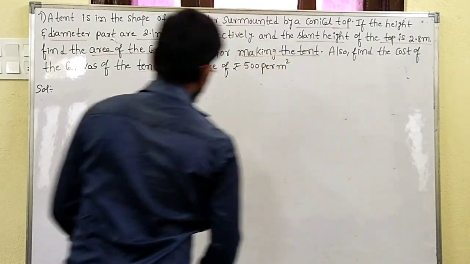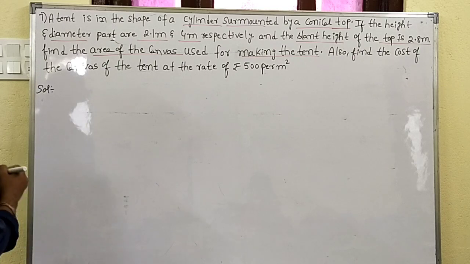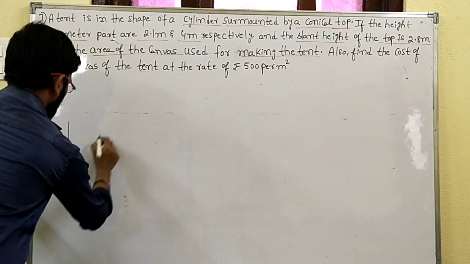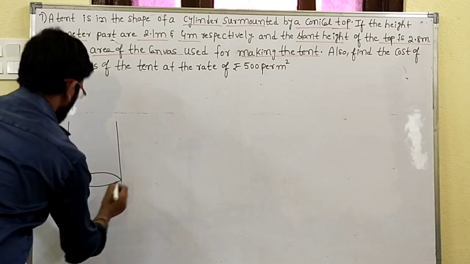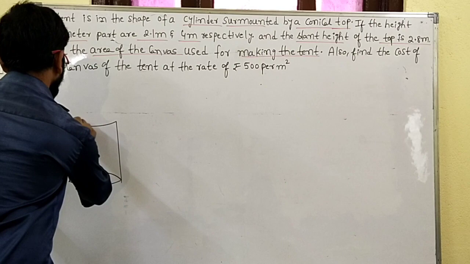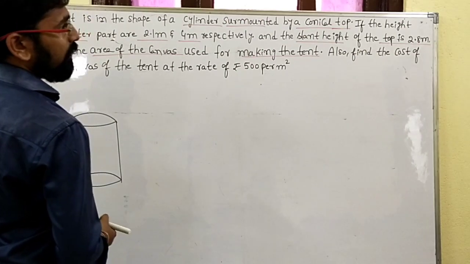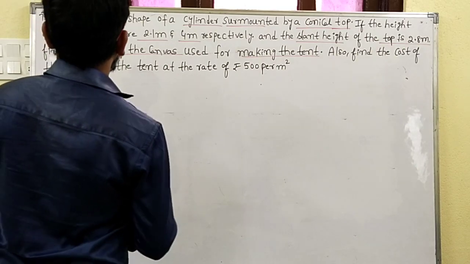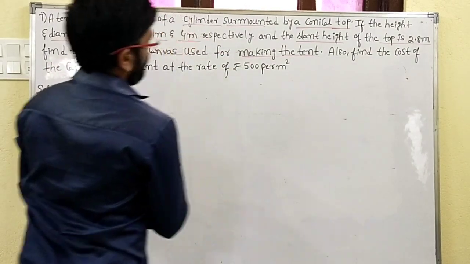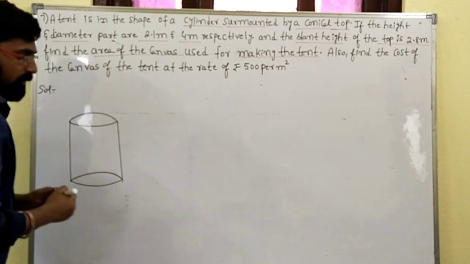Okay, let's see here. A tent is in the shape of a cylinder. First of all, it is a cylinder. On this cylinder, the tent is surmounted by a conical top. So there will be a conical top.